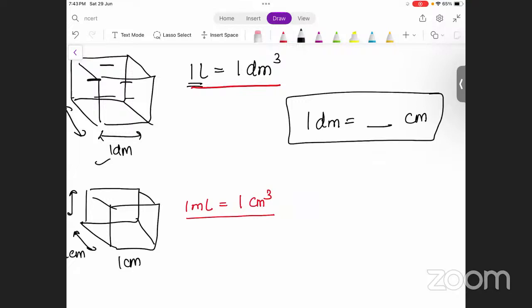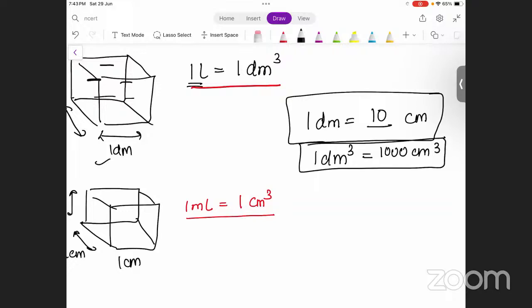So how can I write the decimeter? I can write 10. How can you remember it? Decimal. Decimal is related to 10, right? So 1 decimeter is equal to 10 centimeters, right? So now what I can write is 1 decimeter cube will be equal to 1000 centimeter cube. 1 decimeter cube is equal to 1000 centimeter cube.